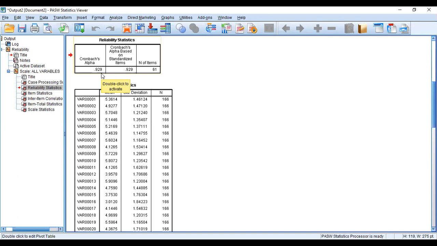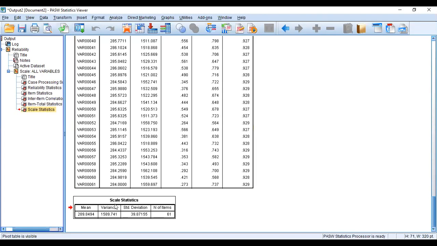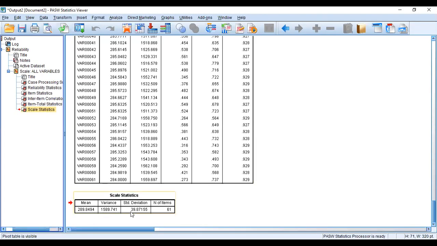This means that 0.929 is the Cronbach alpha value, which is higher than the standard value. The minimum value needed is 0.7 and our reliability is 0.929. This means the questionnaire we have used for measuring the variable is reliable enough to be used further for the study. Then we'll go to scale statistics, and here we see the mean, variance, and standard deviation for the number of items we have used. This can also be added to the results part.